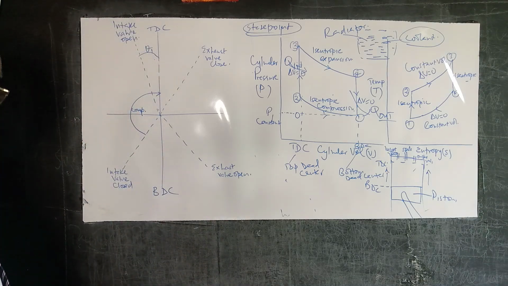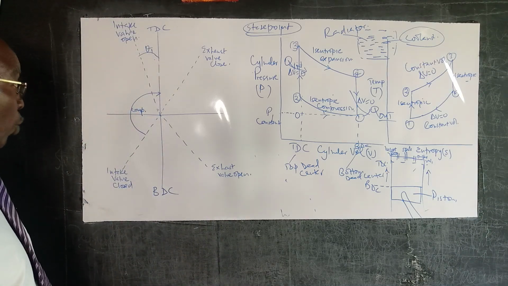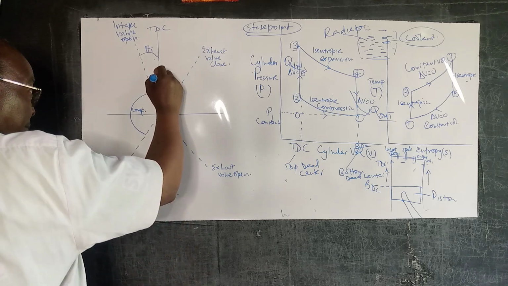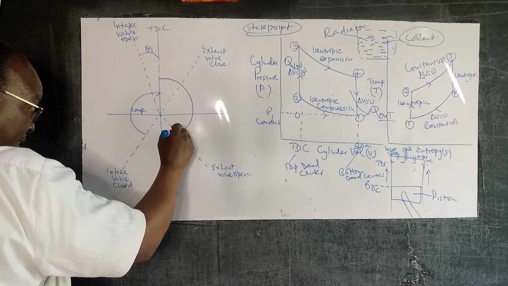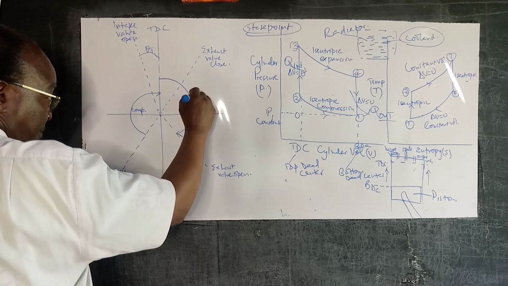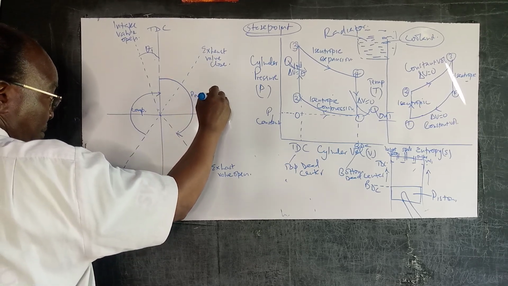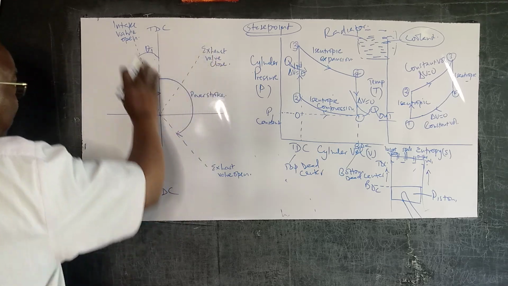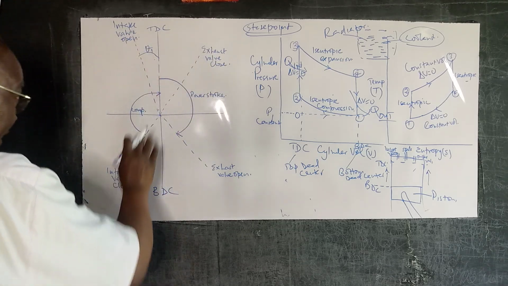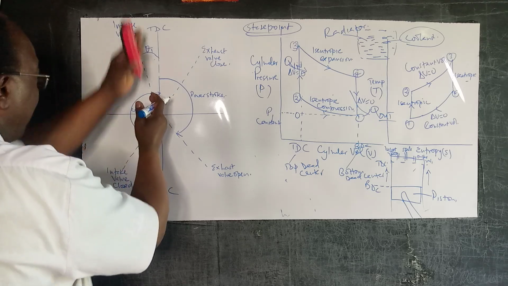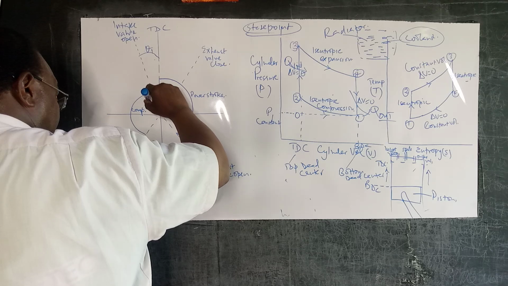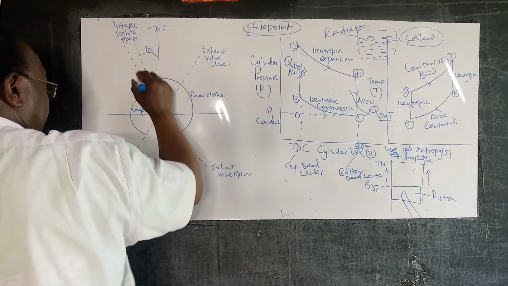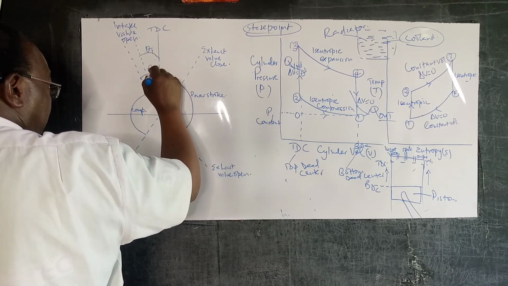The next one will be our power stroke. Our power stroke, that point, we can represent it like that. But remember, before the power stroke, we will have some ignition at that point, because the ignition is not exactly at the TDC. Let us say the ignition, let's call that theta 2. Ignition.